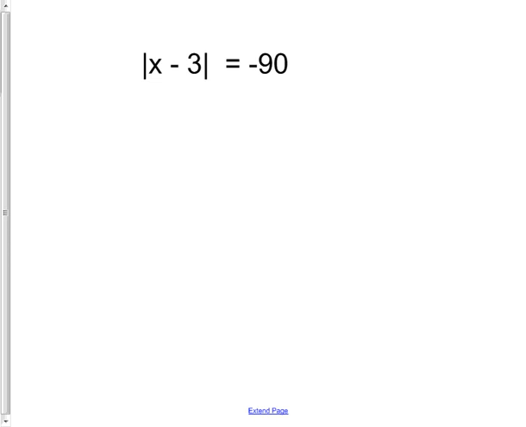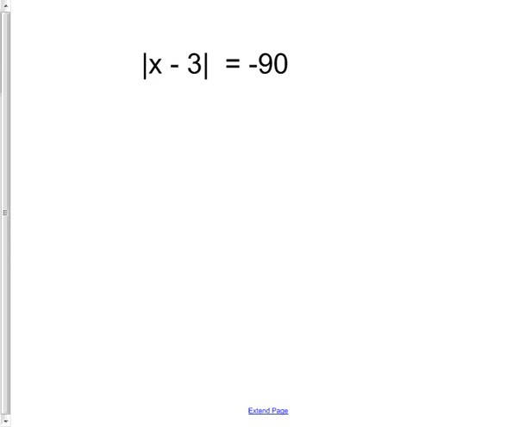This one. Whoever says the answer first correctly will earn my undying admiration. What is it? See? He's done already. No solutions. Do you see it now that he said that? Because whenever you have an absolute value equaling a negative, you can't have that. It doesn't work. You could never.